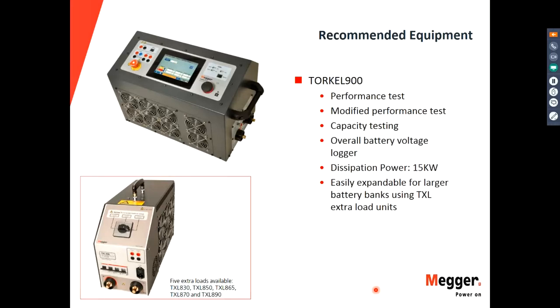You can do performance tests and modified performance tests. It will give you the capacity value. It will even log the battery charging process. Once you have completed the test, it can be left there connected to monitor how the battery charges. The maximum dissipation power of the unit is 15 kilowatts. And if you need more dissipation, you can expand the system by adding extra loads, which are called the TXLs.